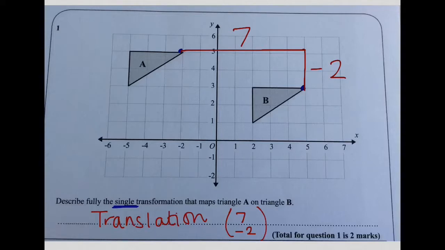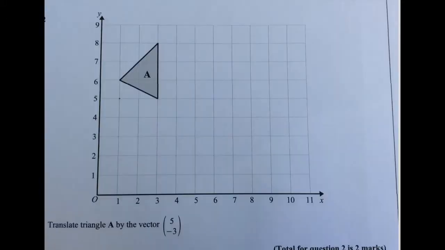So going on, here's another type of question, and now it says to you translate triangle A by the vector 5, -3. So I'm going to choose a point to start with. Here's a point I'm going to choose. 5, -3. So 1, 2, 3, 4, 5. -3, so I'm going to go down now. 1, 2, 3. So that's my new corresponding point.